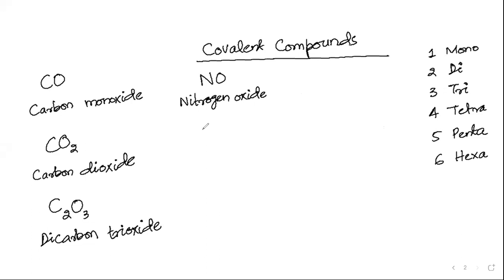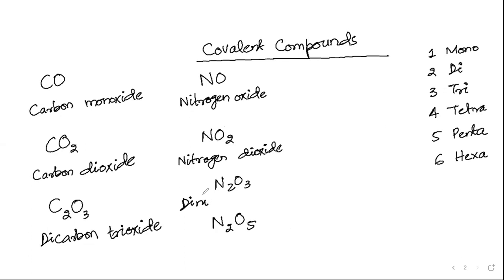Okay, so let's try with this one. How about this one? Nitrogen dioxide. Simple and easy. Nitrogen dioxide. Let's go with some bigger numbers. What about this one? Dinitrogen trioxide. Good. What about this one? Dinitrogen pentoxide. Pentoxide. Very good. So you'll see that even if I change the numbers, now you got a hang of it, so you can always come up with the correct name.